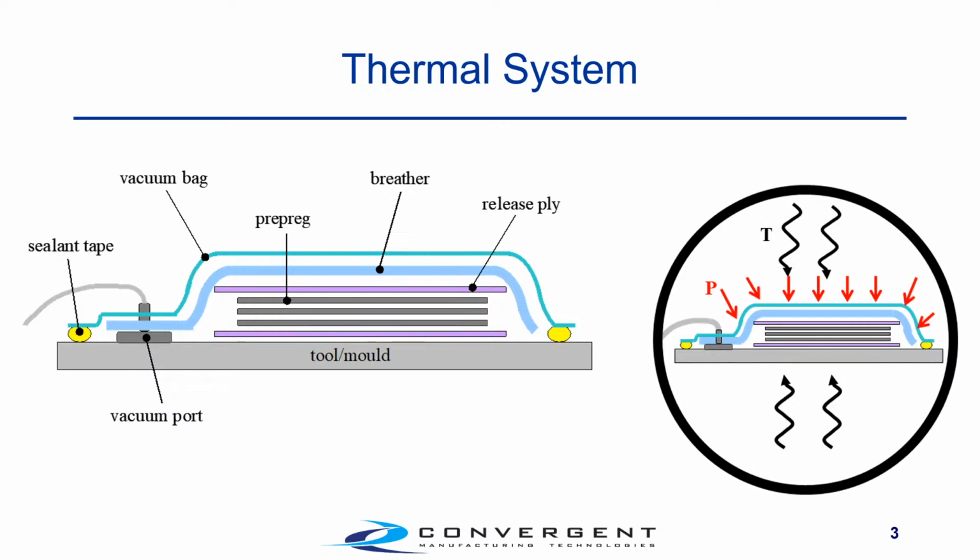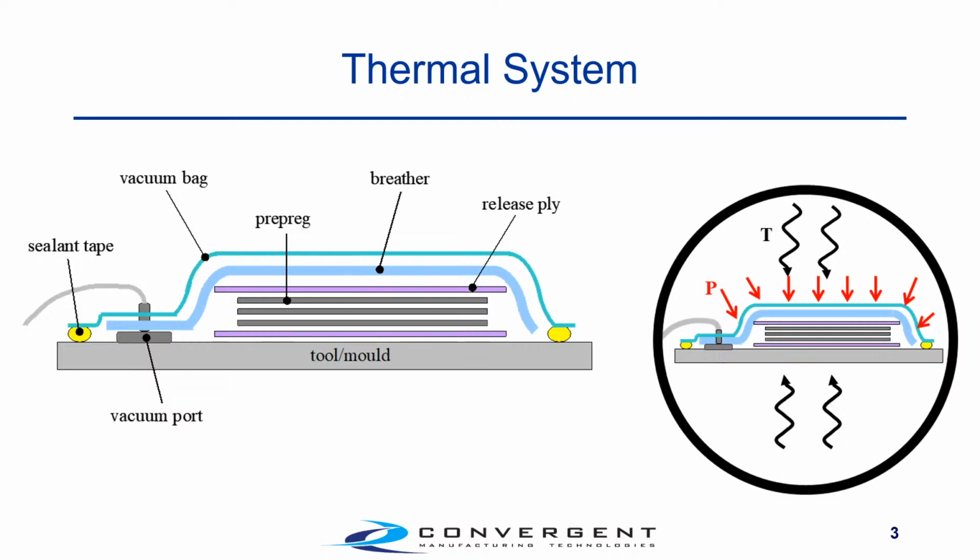When we're producing composite parts, we actually need to take a look at the overall thermal system. In this case, we're going to use an example of a tool with pre-preg as our part, and then all of the consumables, the breather, release plies, vacuum bag, all of those are the materials that are going into our thermal system here.